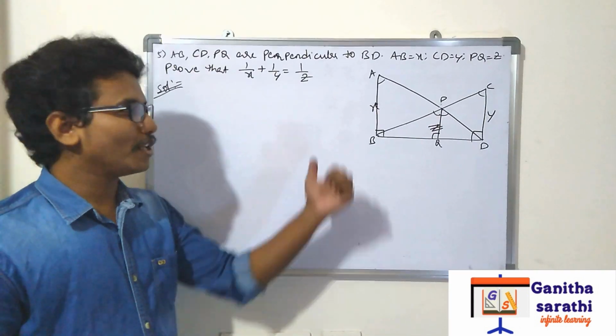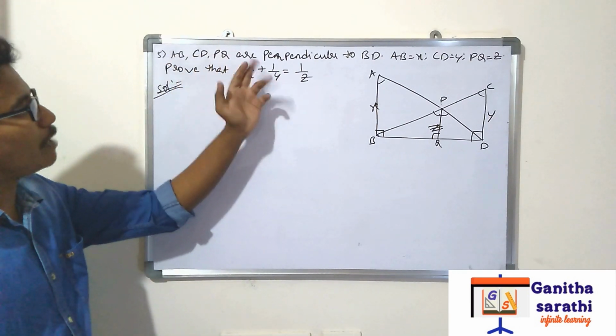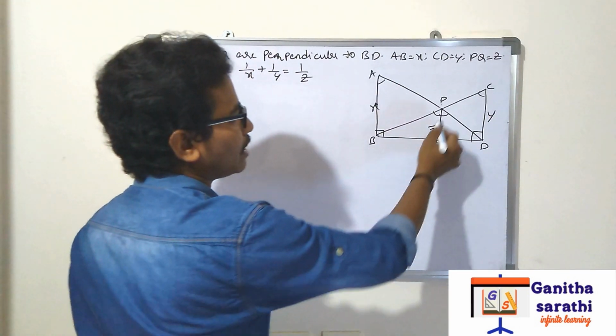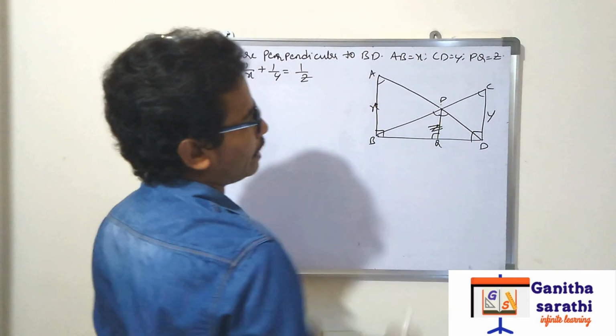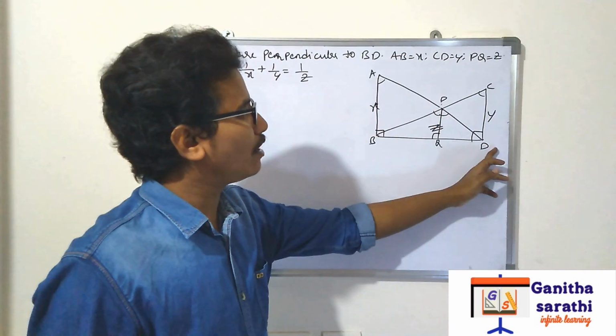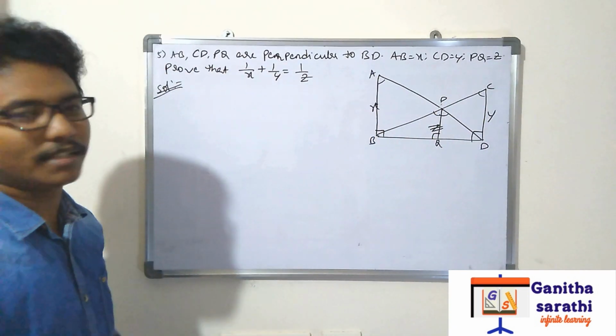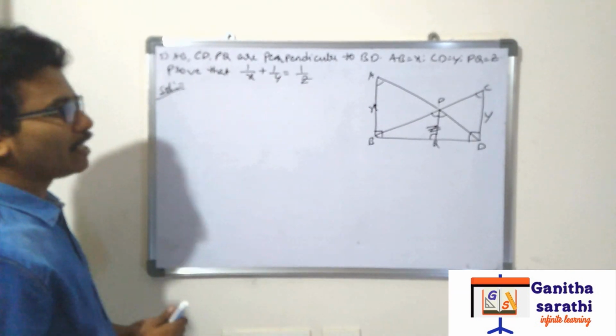Now see the problem which is on the board. We have AB, CD and PQ as the perpendiculars to BD. Now AB is equal to X, CD is equal to Y and PQ is equal to Z. This is given. We have to prove 1 by X plus 1 by Y is equal to 1 by Z.